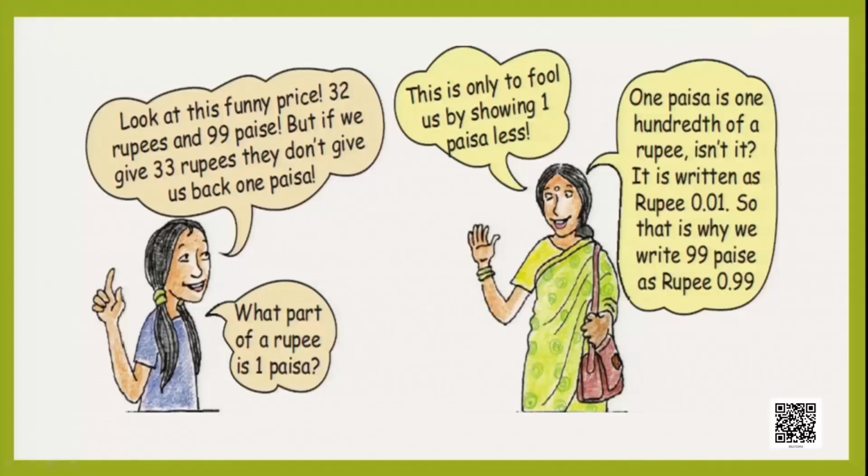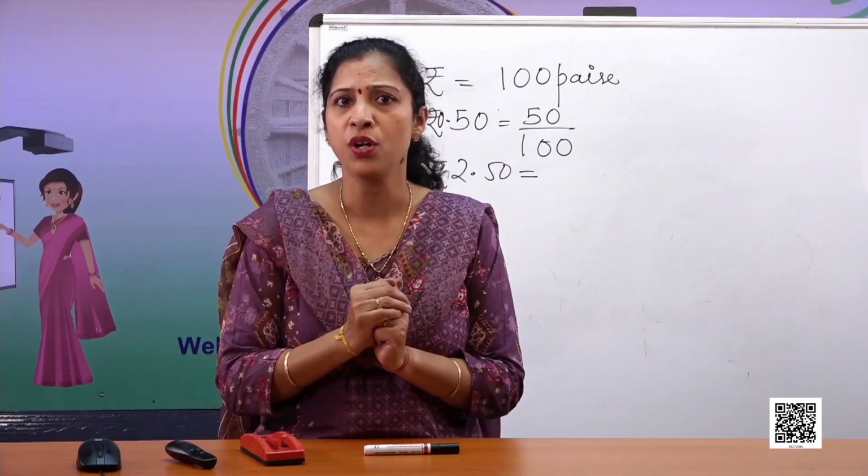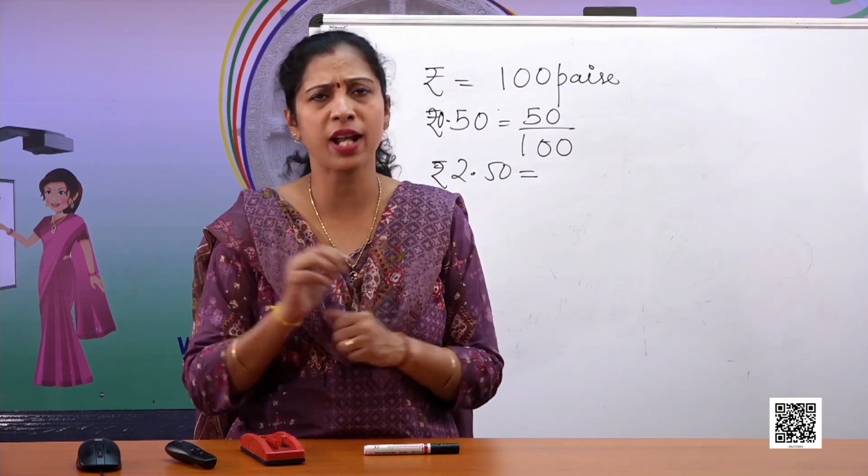So now let's see. This girl is telling her mother, look at this funny price. It is 32 rupees and 99 paise. If we give 33 rupees, is the shopkeeper going to give us back a 1 paise coin when there is no 1 paise coin anymore? So why write down such a funny thing?